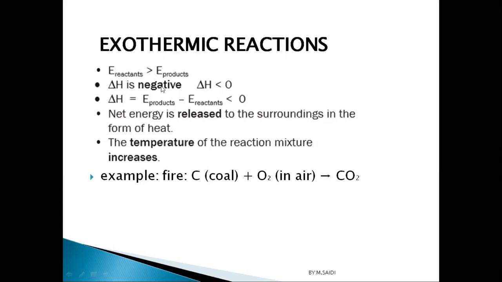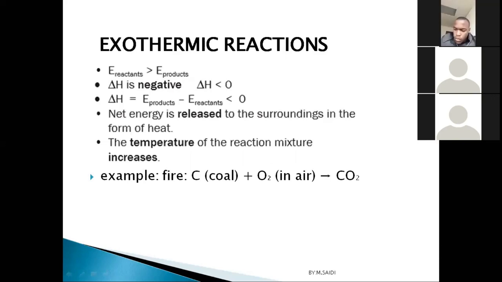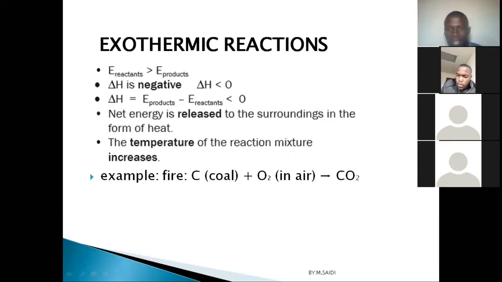So whenever the enthalpy change is negative, then the reaction is exothermic. Let me repeat it and make it clearer so that you can see what I'm talking about. If you have a reaction whereby the products have less energy and the reactants have more energy, it means that energy has been released. You start with a high energy and end up with a low energy, so some energy has been lost somewhere. If you have coal combined with oxygen producing carbon dioxide, some energy has been lost as heat.